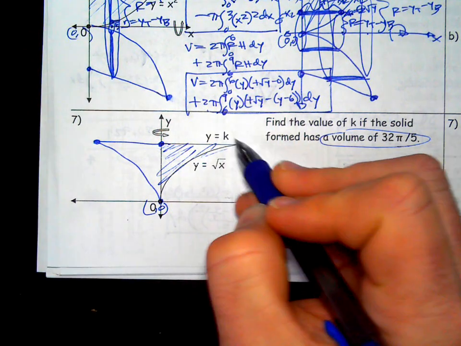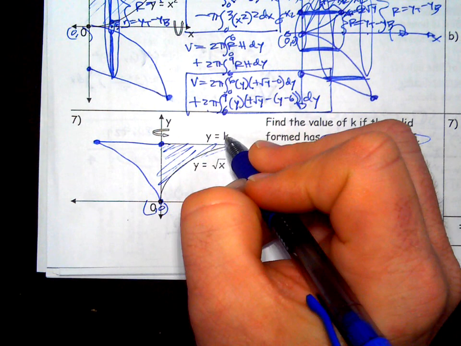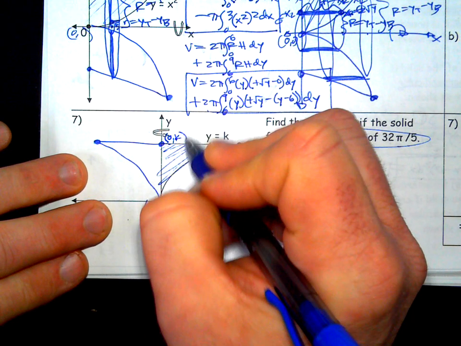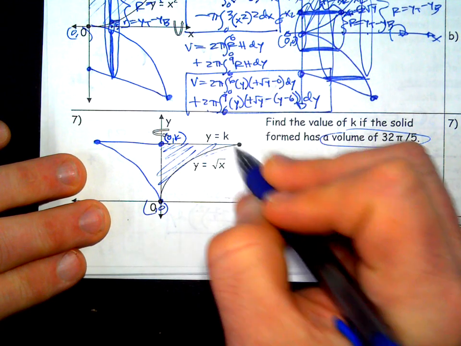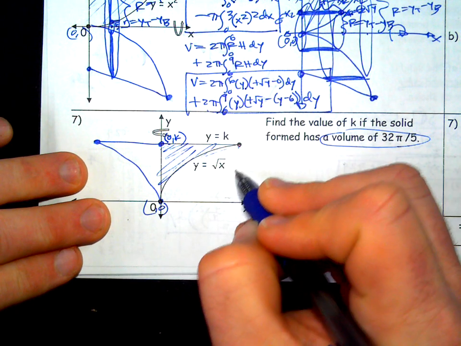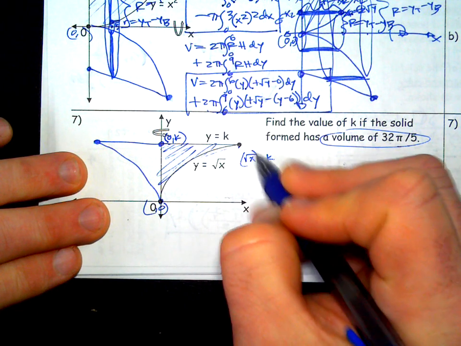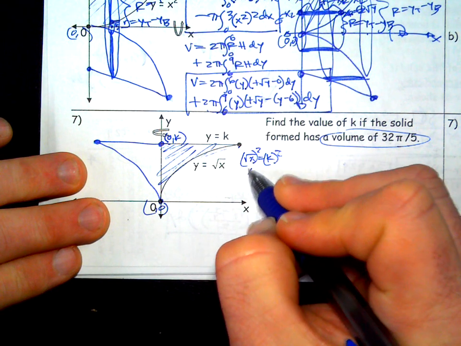Now, if this is y equals k, then that's the y coordinate. So this is going to be 0, k. This one is going to be when those equal each other, right? Isn't that how we find the intersection of two curves? We set their y values equal to each other. And then we get x equals k squared.